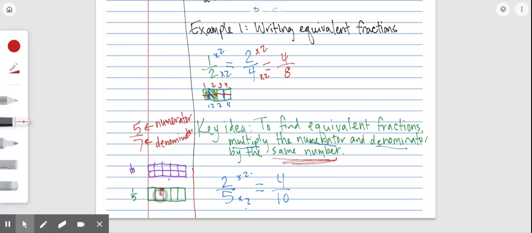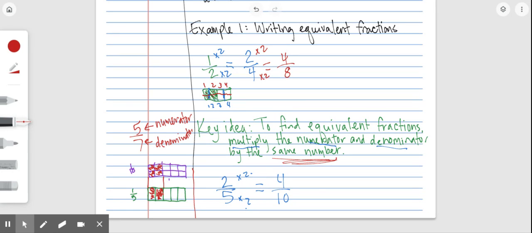So right here and right here. Okay, and then we're going to shade in 4/10. So here's 1, 2, 3, 4. Notice that this amount right here is an equivalent amount because 2/5 and 4/10 are equivalent amounts.